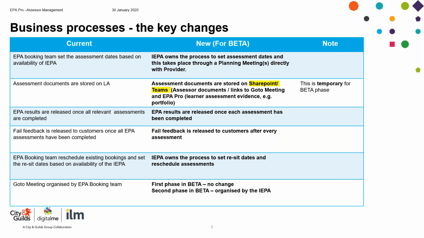Again, currently, EPA results are released once overall assessments are completed. In the new world, they will be released after each component has been completed in Q8. We spoke about that last week, just to remind you. And because of that, failed feedback is released to customers after every assessment, if required.